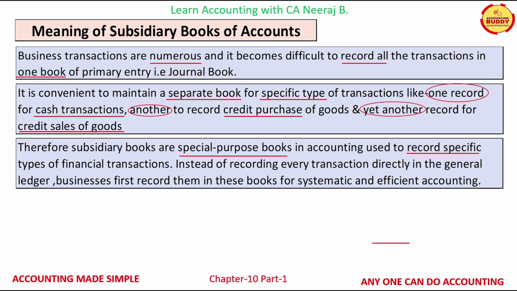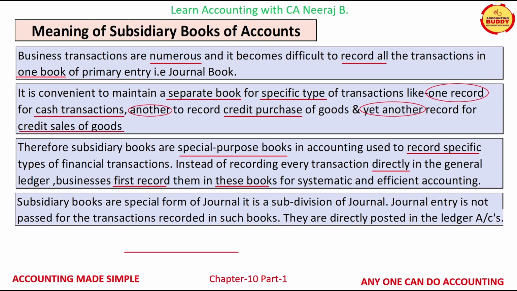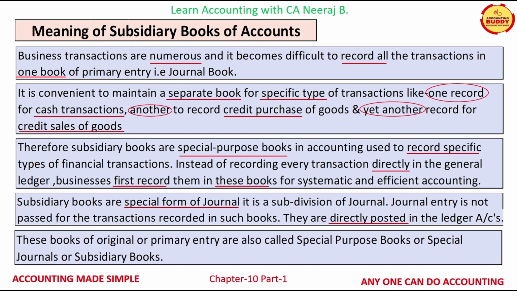Instead of recording every transaction directly in the journal ledger, businesses first record them in these books for systematic and efficient accounting. Subsidiary books are special form of journal. It is a subdivision of journal. Journal entry is not passed for the transactions recorded in such books. They are directly posted in the ledger accounts. These books of original or primary entry are also called special purpose books or special journals or subsidiary books.